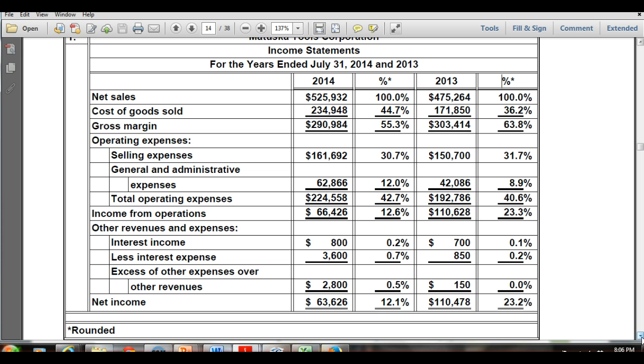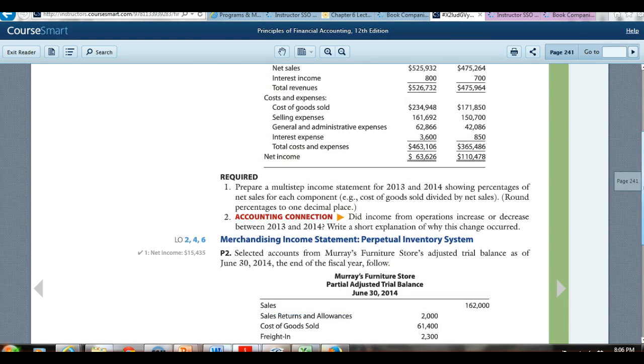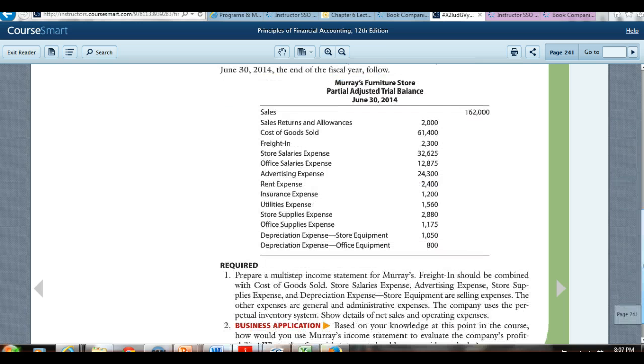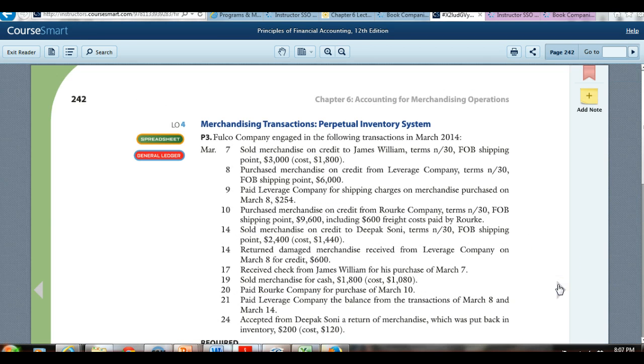Okay? So, if it's okay, I'm going to put all these up, but I'm going to move on to the next problem, if that's okay with you guys. Okay? So now let's look at problem 2. I'm not going to do 2. We're going to skip 2. Let's look at problem 3.